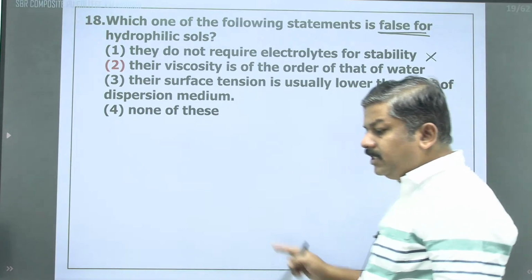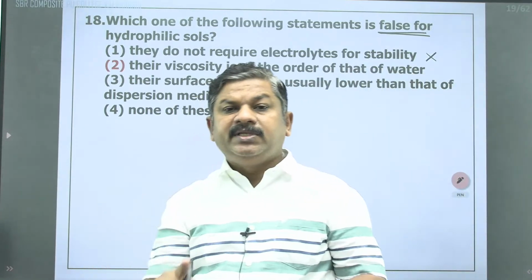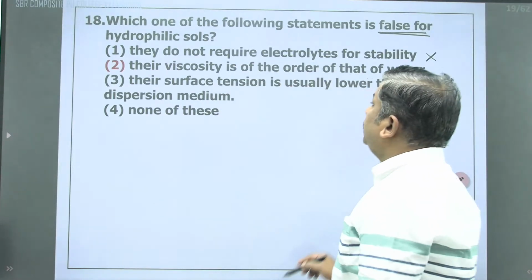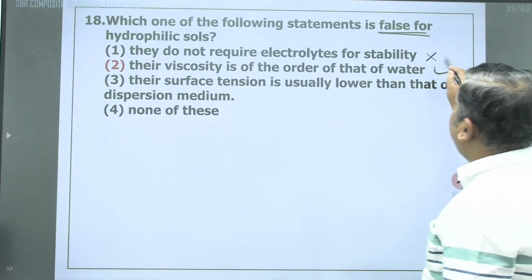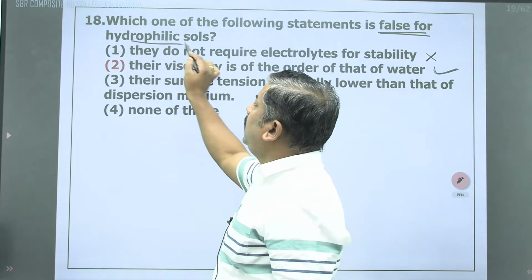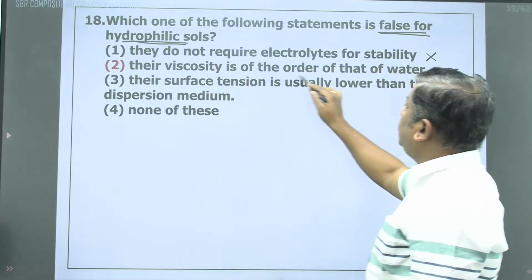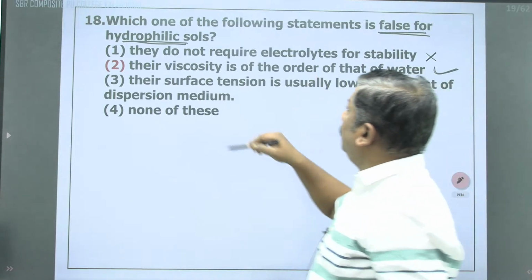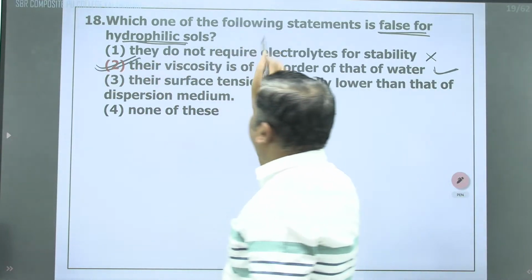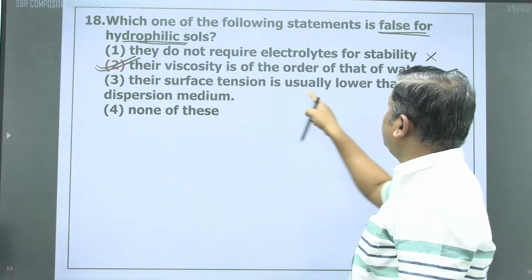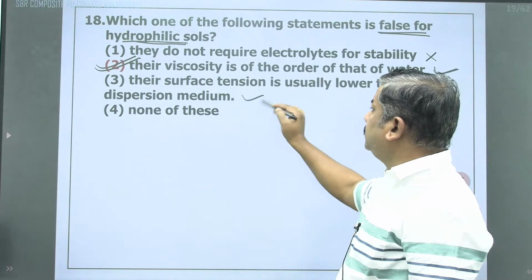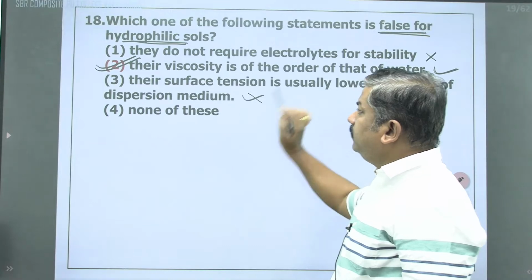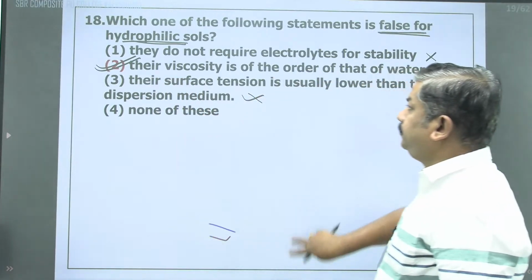Viscosity as well as surface tension in case of lyophobic sol is almost equivalent to the corresponding dispersion medium. So this is the correct statement for lyophobic sols. It is incorrect for lyophilic sol or hydrophilic sols. So viscosity of the order of that water is applicable only for lyophobic sol. It is not for lyophilic sol. So this is a false statement for the lyophilic colloids. Their surface tension is usually lower than that of dispersion medium. This is found to be correct. They are asking about the incorrect statement, so only the second option is correct here.